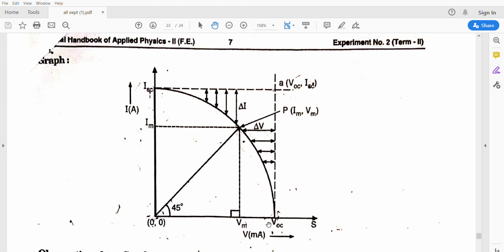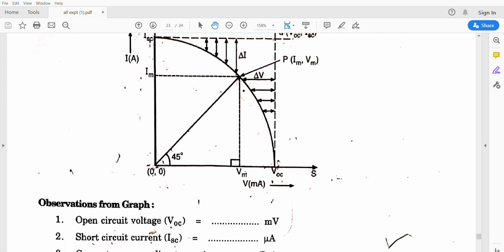When you draw the VI characteristics, understand the open circuit voltage and the short circuit current values. If you know the open circuit voltage and the short circuit current, then understand the maximum voltage and maximum current, VM and IM. In the same way, note down IM, VM, ISC and VOC. From that you can calculate everything, that is fill factor and efficiency. From that we get the final result: the fill factor and the VI characteristics. That is our final result.